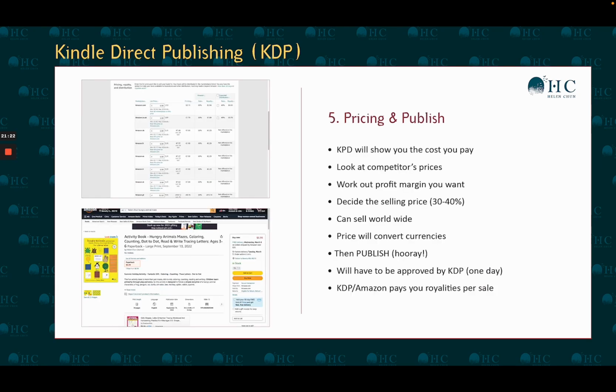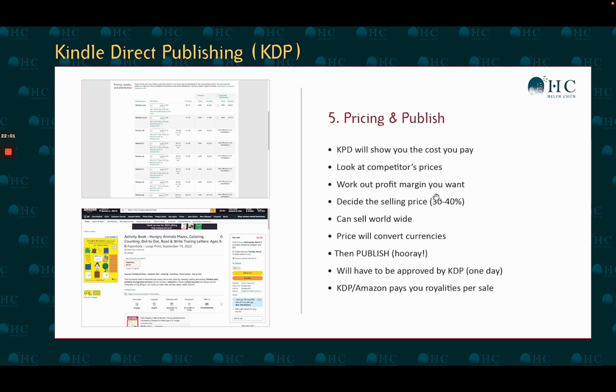Okay, pricing. Pricing is great. This is the stage where you get to choose how much you're going to charge for it. Now remember, it's really hard to price things, so part of that research, when you're doing the keyword research, you would have come across some other books. So you always look at your competitors' prices so you know whether you want to charge a bit more or a bit under. So make sure you look at other people's prices and you work out the profit margin you want.